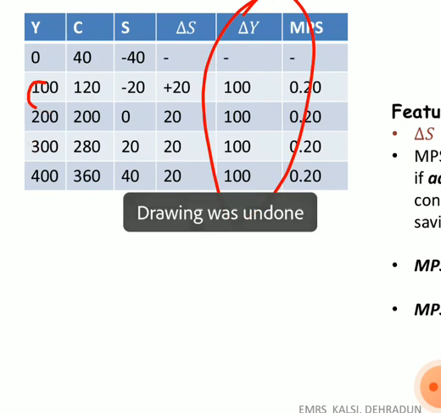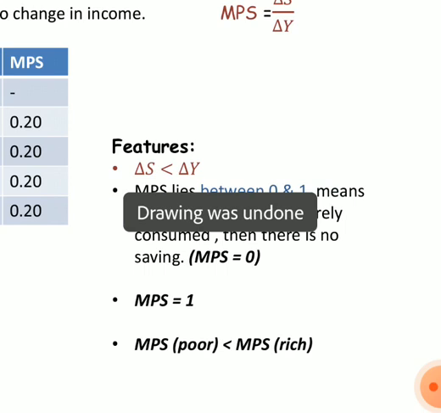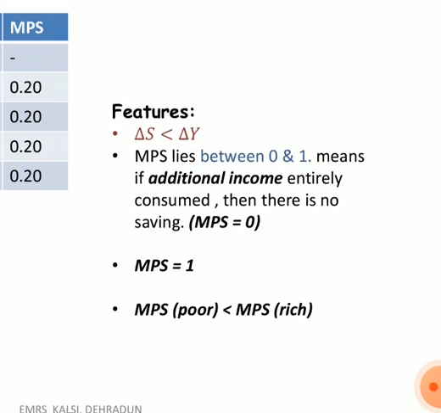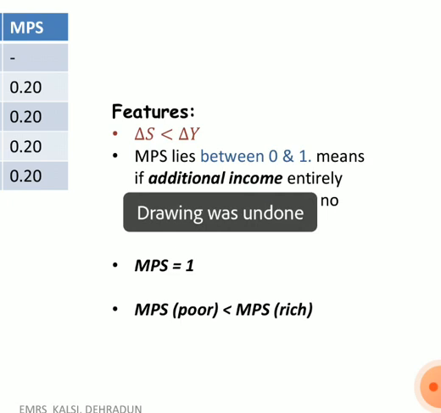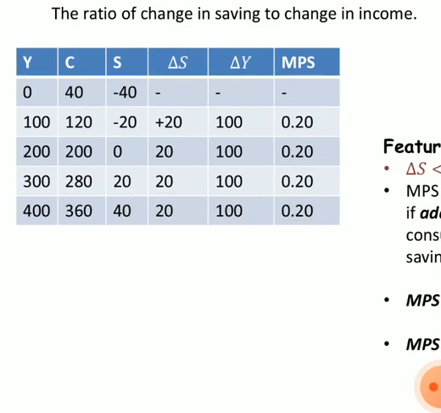Now you have to put in the formula and find the value. What is the formula here? Delta S upon delta Y. It's the same thing which we calculated in the consumption function. MPC equals delta C upon delta Y. So in the same way, MPS equals delta S upon delta Y, meaning change in saving upon change in income. And how will we find the change? You have seen this, by subtracting the upper savings from the lower savings.